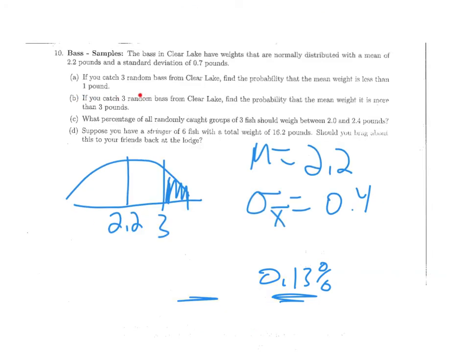Okay, so for this next problem, it says I'm catching 3 bass again. So that means I'm still using that same new standard deviation, right? The 0.7 divided by the square root of 3. They want us to find the probability that the mean weight of those 3 fish is more than 3 pounds. So if the population mean of 2.2 pounds is still the middle, we'll assume it is, and we're finding the probability of getting 3 fish whose average weight is 3 pounds or more. So we'll put all of this into that David Lane calculator.